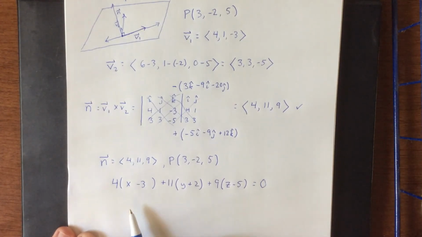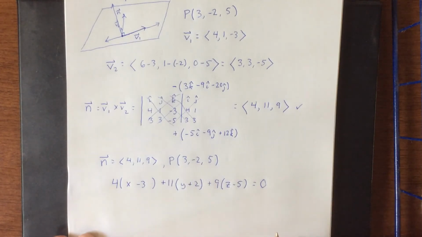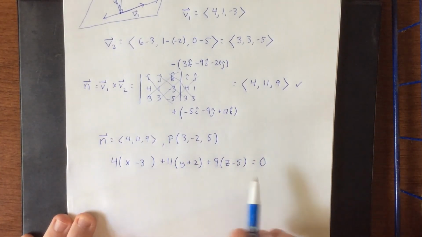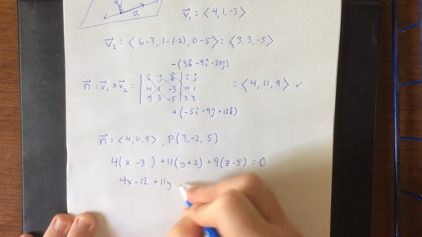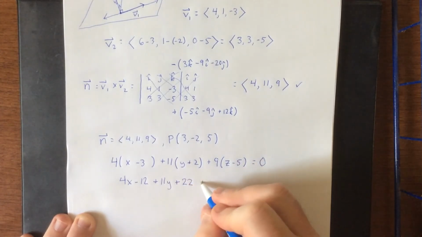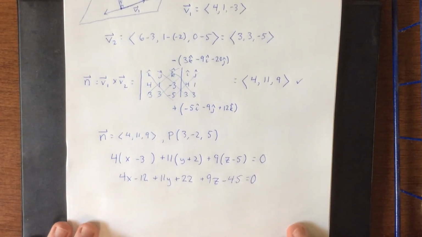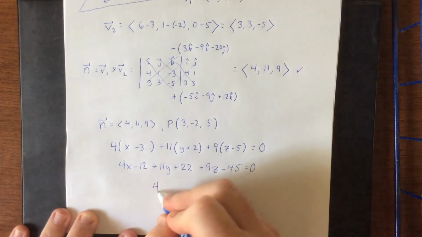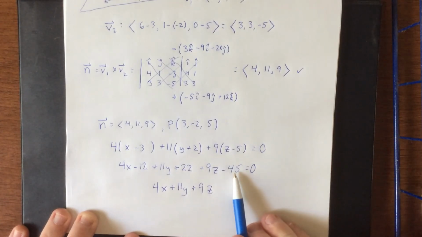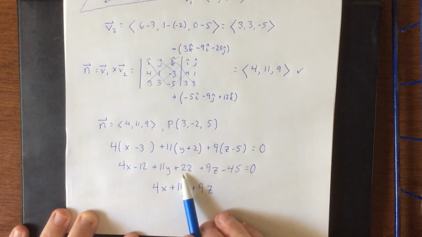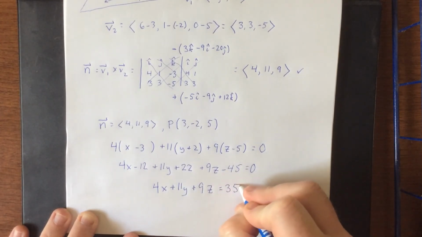So once again, standard form of a plane: we take the corresponding component and multiply it by the variable minus the corresponding coordinate. Now, of course, if we were interested in distributing all of these, we would see 4x minus 12 plus 11y plus 22 plus 9z minus 45 is equal to 0. We could then combine all of these like terms and express our answer in the following form. Let's see, we have negative 57 plus 22, I believe that would be negative 35. If we added that over to the other side, that would be positive 35.